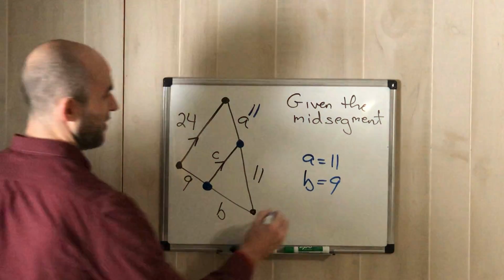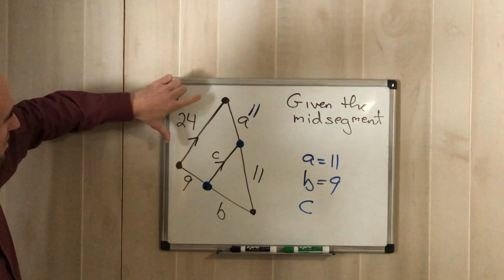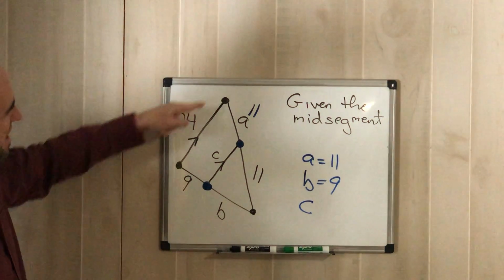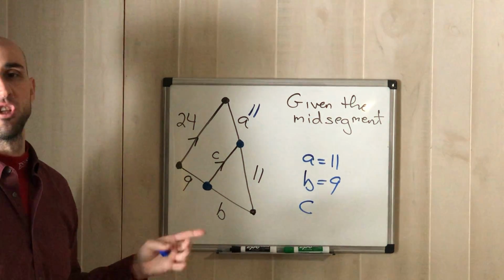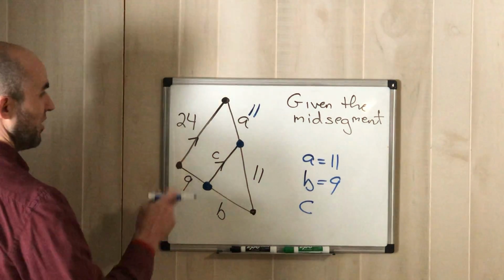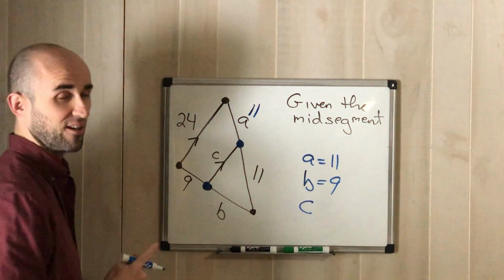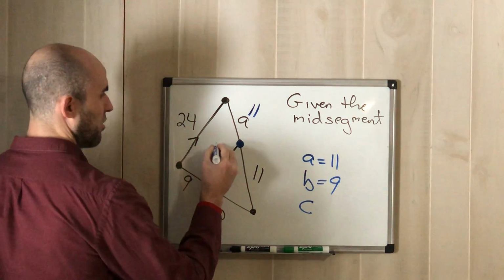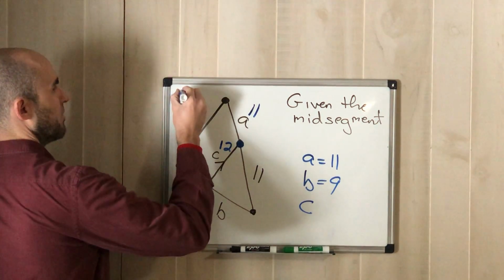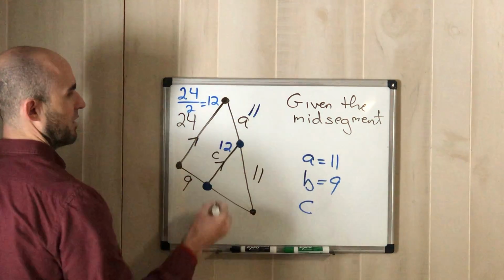And now be careful, because we want to find C. C is the midsegment. We know that we're given the base. If the base is 24, the base is bigger. Some people would actually do 24 times 2, but be careful, because if the base is 24, the midsegment is going to be 2 times smaller. So if that's 24, C has to be 12, because 24 divided by 2 equals 12.